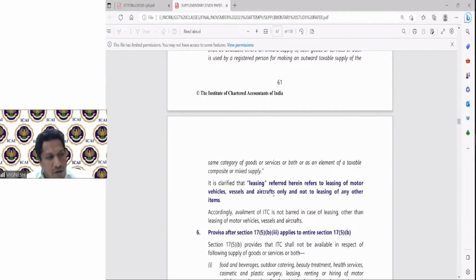So if you are leasing any other equipment or plant and machinery other than motor vehicles, you can definitely avail the input tax credit. There is no problem whatsoever. I hope this point is clear.